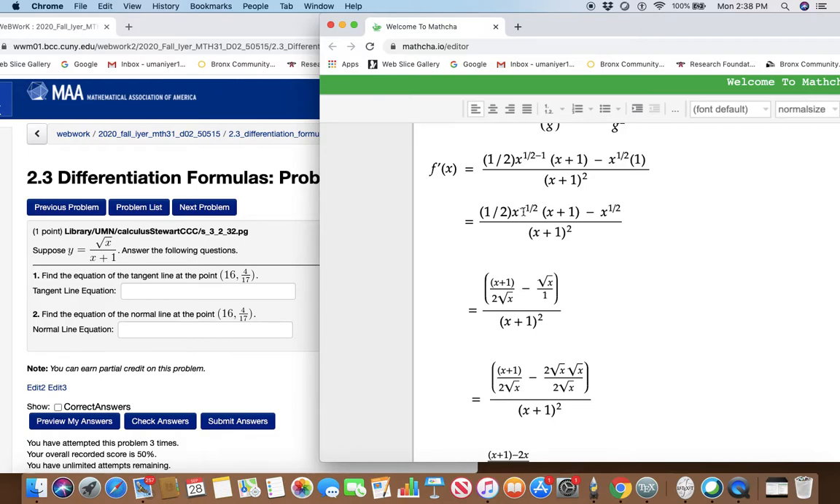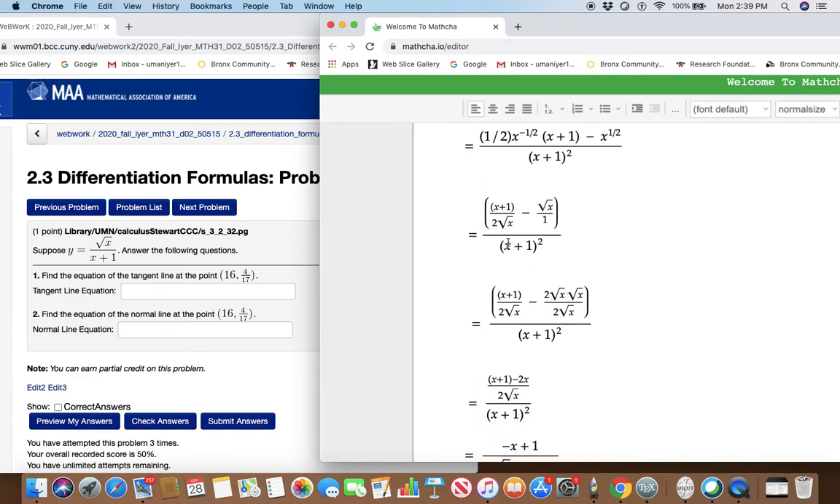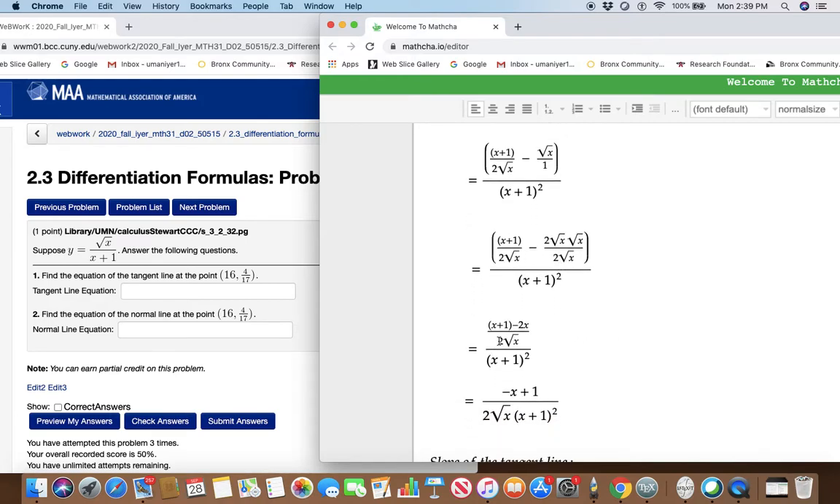X to the power negative half takes me to the denominator as square root x. This alone is in the numerator, minus x to the half, which I'm writing as square root x over 1. That's the numerator, and the denominator is this. Now here, if you notice, I need a common denominator of 2 square root x. So that's missing, so I multiply 2 square root x there, above and below. That gets me a common denominator of 2 square root x.